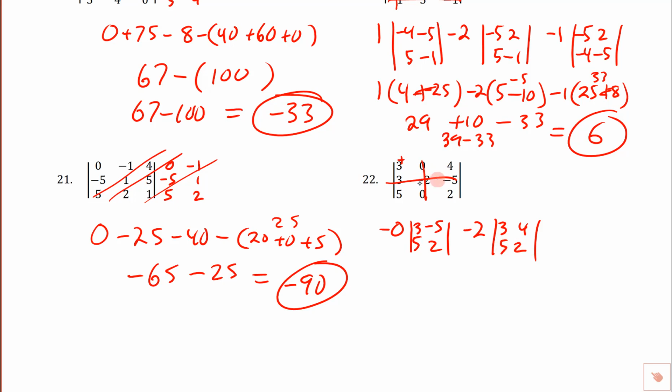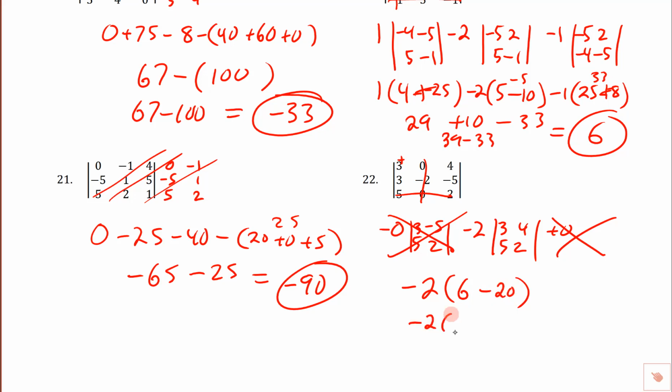Okay. Now, if I did this last one right here, so if I did the 0, this would just be plus a 0. So you'll notice that I really don't need to write this one down, and I don't need to write this one down. This is just going to be negative 2 times this 2 by 2 determinant. So this is a really quick way to do this. This is going to be a 6 minus a 20. So let's see, we get negative 2, negative 14, and we multiply these together and we get 28.